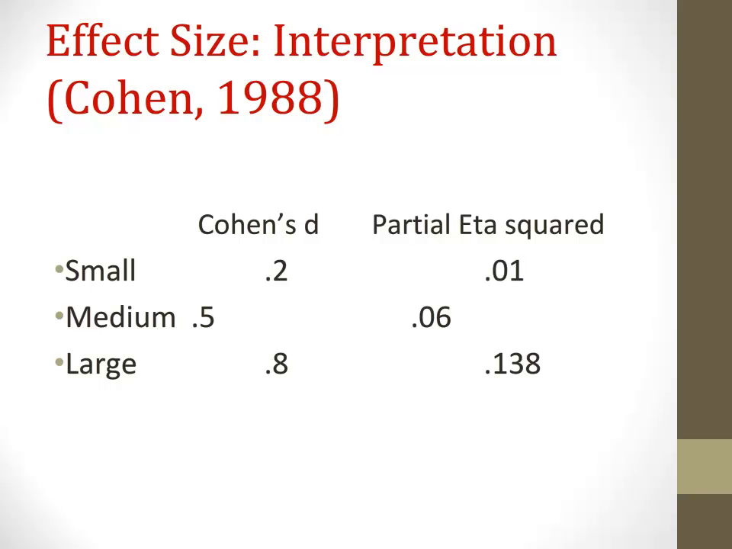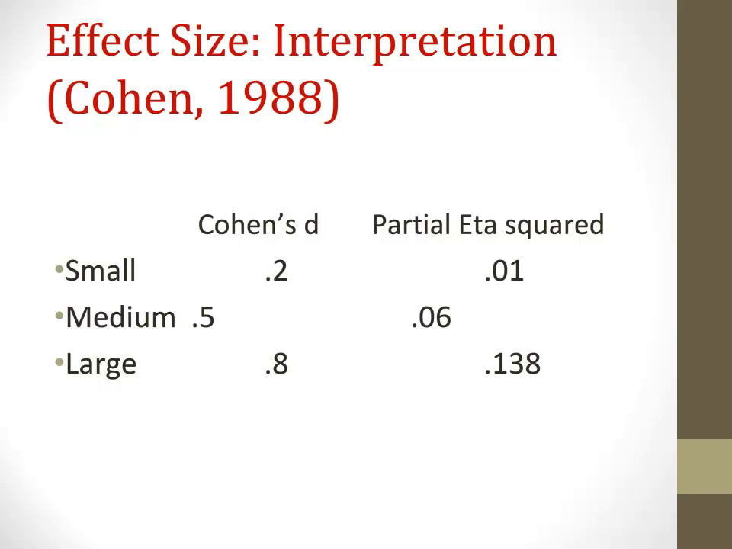Let's think about this and how it's interpreted, because this makes logical sense. Remember, partial eta squared indicates the proportion of variance in the dependent variable that's explained by the independent variable. This means that only 1% of the variance in the dependent variable is explained by the independent variable.